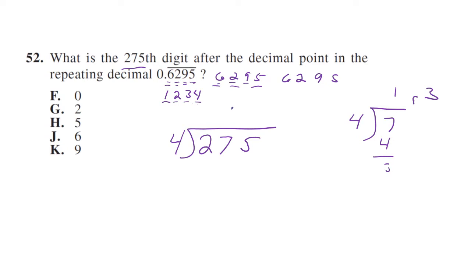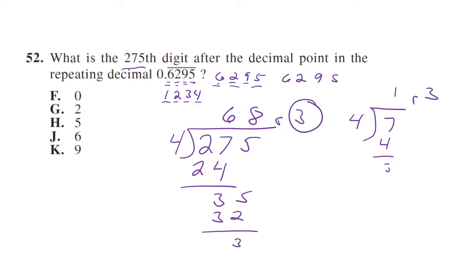So 4 times 6 is 24. You get 35. 4 times 8, 32. Now we have a remainder of 3. So the digit is going to be 1, 2, 3. It's going to be the 9. So your answer is K. ACT really likes this style of thinking question where the math isn't hard, but the thinking is tricky.